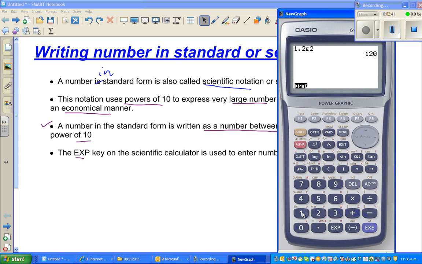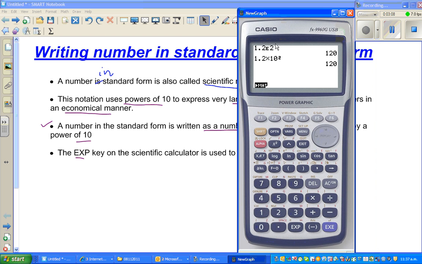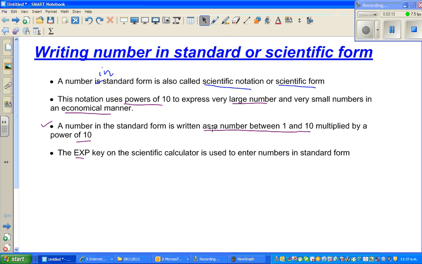So this is nothing but 1.2 times 10 squared. Write 10 squared like this, that's 120, the same thing. So 1.2 times 10 to the power 2 and 1.2 E2 mean the same thing. You can see the same answer. Whenever you have an answer like this on a calculator, students do get puzzled. What is this E and what is this number? I'll explain that later.